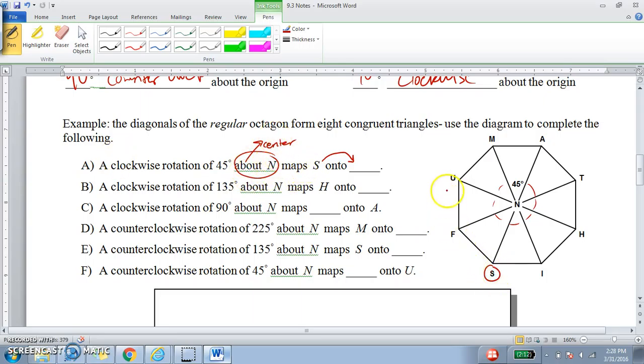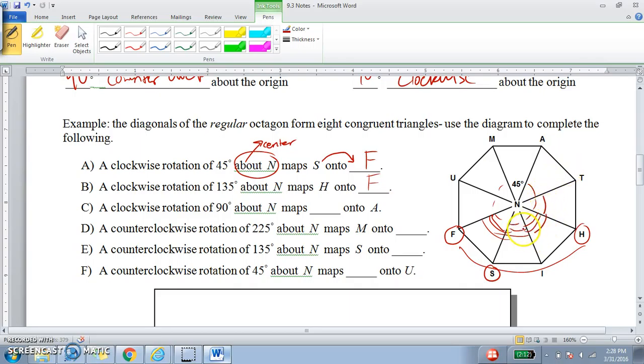And we're going clockwise. So clockwise is this way. So we're taking S and going 45 degrees, or basically one spot, clockwise. So it turns into F. A clockwise rotation of 135 degrees around N maps H onto what? So now we're still going clockwise, but now we have to figure out, okay, 135 degrees, how many spots is that? Well, this is 45. Another 45 would be 90, and another 45 would be 135. So we're going to have to go 3 spots this time, and we're going to end up again at F. A clockwise rotation, so we're still going clockwise, of 90 degrees, so that's 2 45-degree spots.